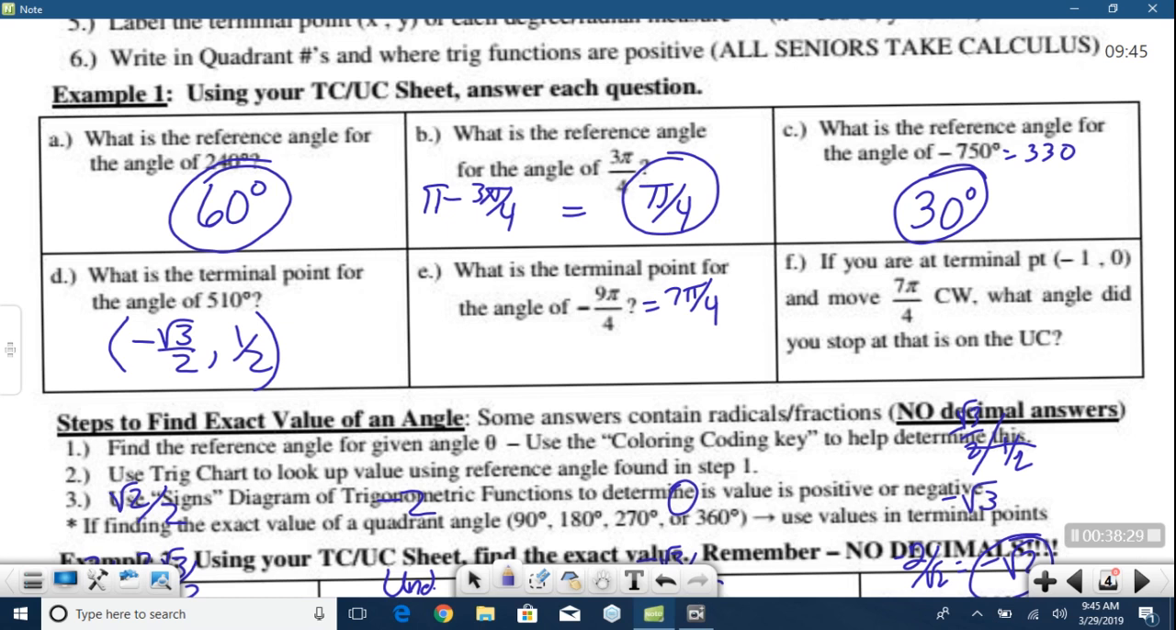What are the coordinates at 7 pi over 4? That should be easy to identify because the denominator is a 4. I actually get 7 pi. We added the 8 pi over 4 twice. Now the next one is a little tricky.